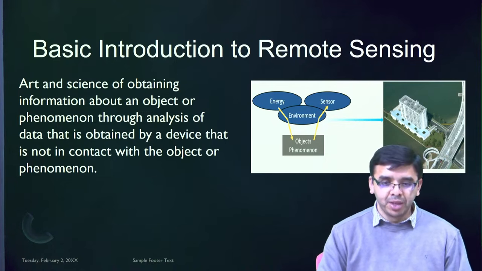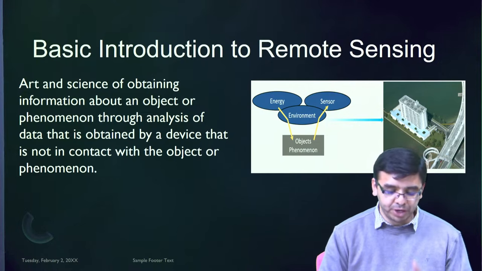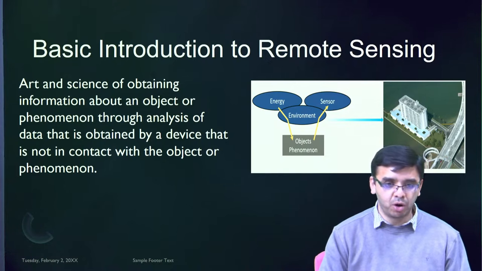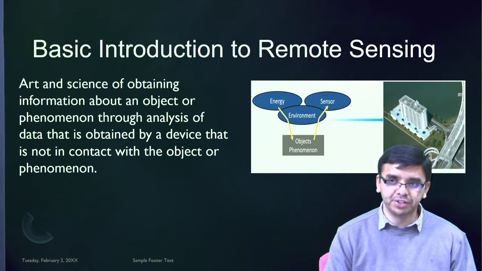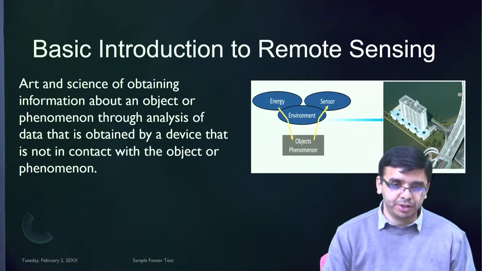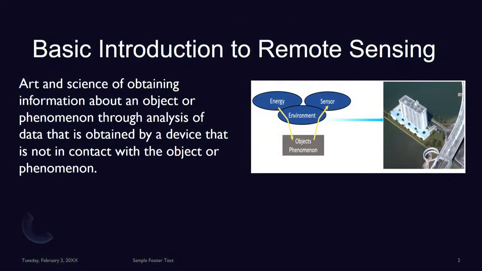So it's all about collecting information about any object or phenomena of your interest without coming into direct contact with it. Whatever we see with our eyes, we are not coming into direct contact with the object. Our eyes are remotely sensing that information, and our brain processes it. Similarly, in remote sensing, we have satellites orbiting around the Earth that take images of Earth on a daily basis. That is remote sensing.